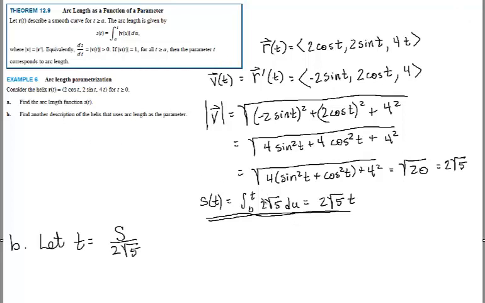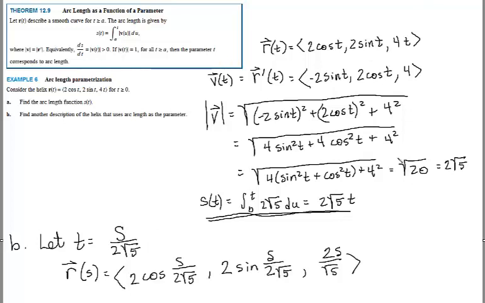For the b part, they're just wanting me to take this answer that I just found and get another description, or another parameterization, of r. So this is going to be r of s, and I will just be putting in this thing right here for wherever there's a t. No real calculus to that, just chunking that in, and this is what I get. And that's it for that one.